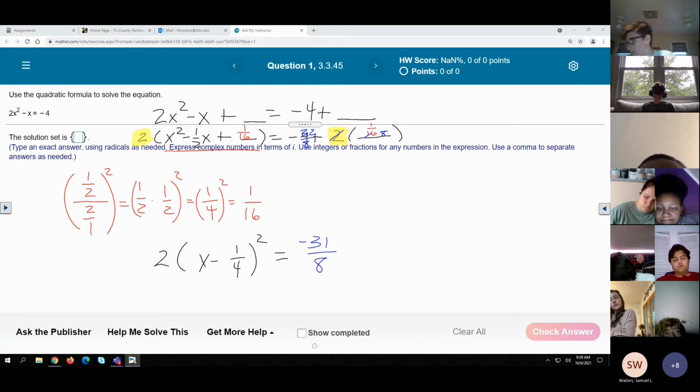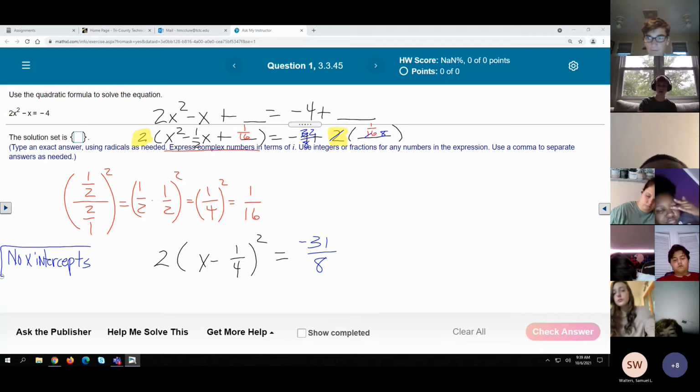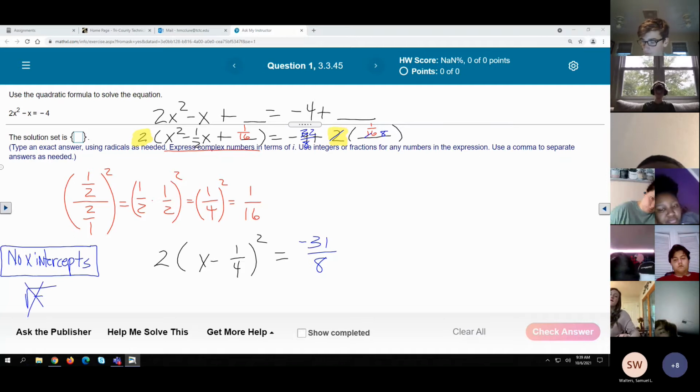And we know there's no X-intercepts. Somebody tell me why there's no X-intercepts. Because when you get the square root of a negative number, -31, you cannot take the square root of a negative number, so we don't have X-intercepts. We've got a Y-intercept of 4, and we've got a vertex of 1/4 and 31/8. There's our vertex.